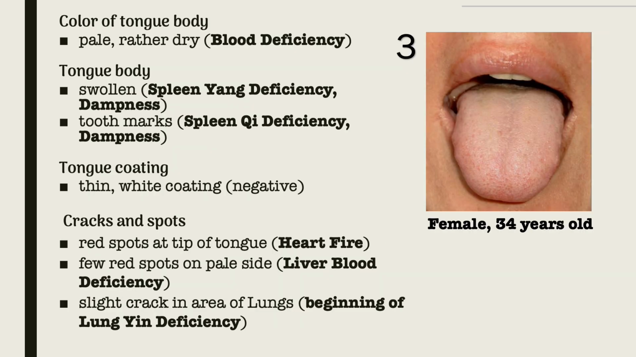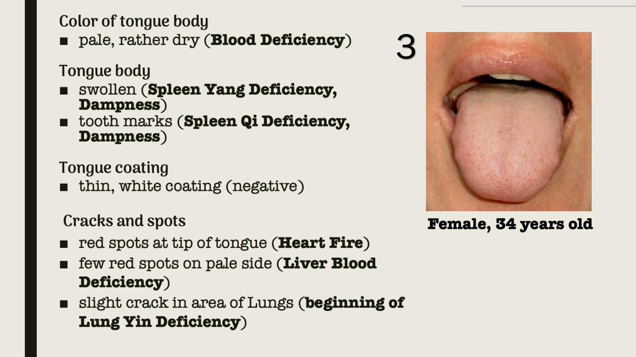Let's proceed to case number 3. Female, 34 years old. The color of the tongue body is pale and rather dry, so this means blood deficiency. The tongue body is swollen, which translates to spleen-yang deficiency, dampness. Tooth marks, spleen-qi deficiency, and also dampness. The thin white coating is normal, so it's not very significant here.